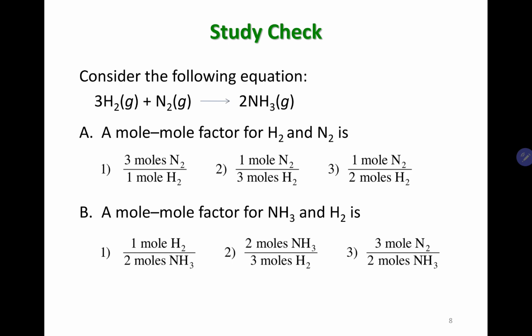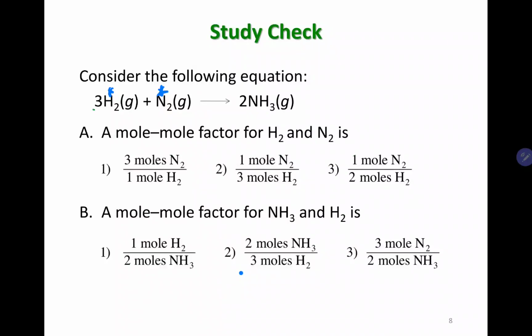In this study check, I want you to consider the following equation between hydrogen and nitrogen gas, and it will generate ammonia. I have given you the balanced chemical reaction, so you don't have to struggle in balancing it. Of course, I'm pretty sure you can balance this reaction within 30 seconds. If you consider the mole factor between hydrogen and nitrogen, the mole factor should include the stoichiometric values for hydrogen and nitrogen, right?